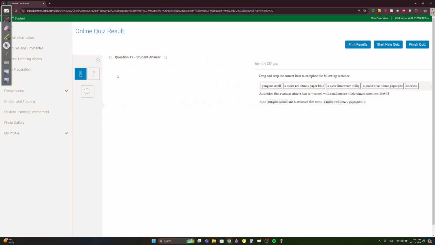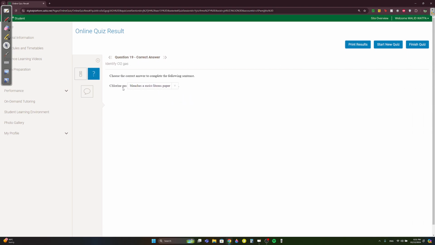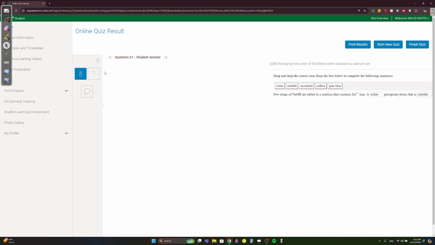Right? 19. Chlorine gas, what does it do? It bleaches. Quickly. Few drops of NaOH are added to a solution that contains Zn2+. What's the color of the precipitate? White, right? And we know that zinc is always soluble in excess ammonia and in excess NaOH. So it's soluble in excess NaOH and it's also soluble in excess NH3.